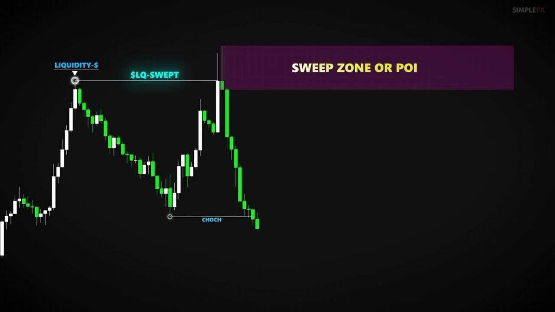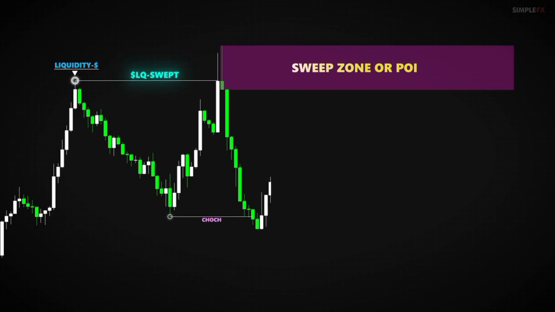This is your change of character, a clear break in structure that signals the uptrend might be over. Now you have past confirmation: a sweep, a reversal, and a structure break. Together, these signs give you a strong directional bias, showing that smart money has likely taken control and flipped the market from bullish to bearish. But that's only half of the setup. Now we shift to the present.